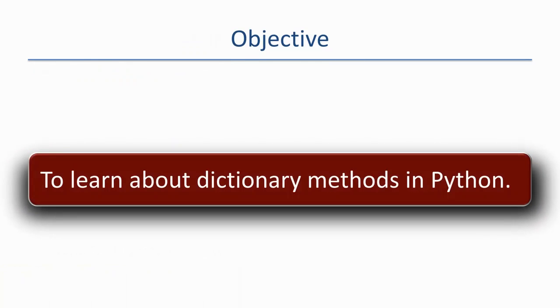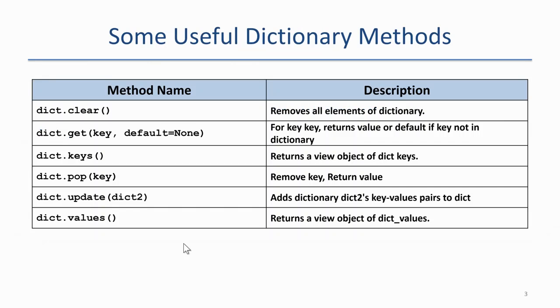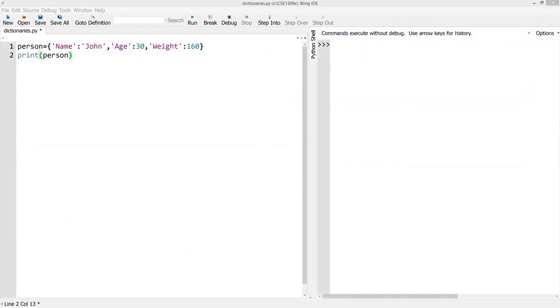The objective of this lesson is to learn about dictionary methods in Python. This table shows some useful dictionary methods. I should mention that there are more methods on dictionaries, but these are the most common and the most useful dictionary methods that you will use. Let me show you an example of the use of each of these methods in the Python environment.